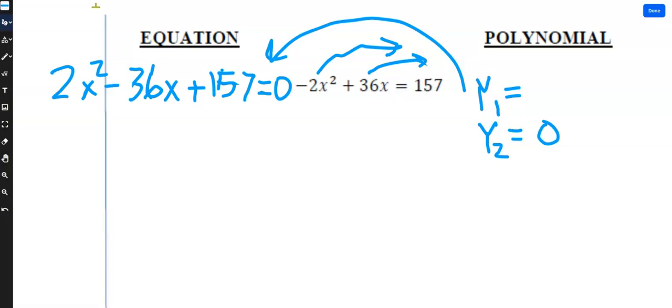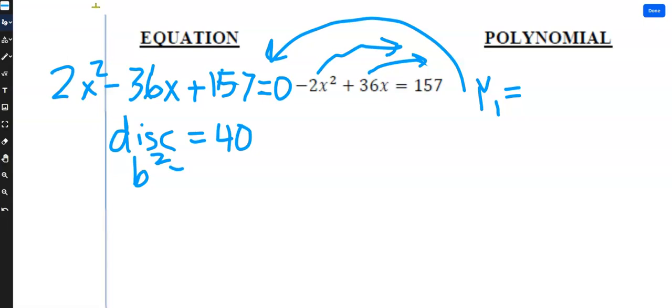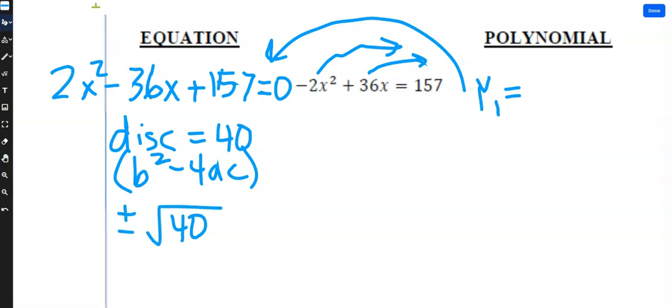Or we could simply do the first one and look for zeros of the polynomial. Now, it's true we could use a quadratic formula on this. I do the discriminant b squared minus 4ac. I get a discriminant of 40. Remember b squared minus 4ac? Let's see here. 40 goes under the radical, plus and minus. We've got opposite of b all over 2 times a.